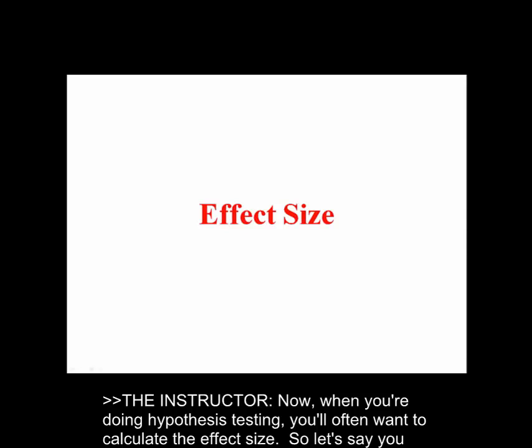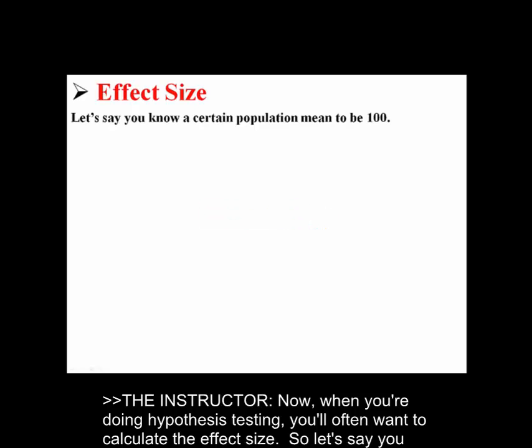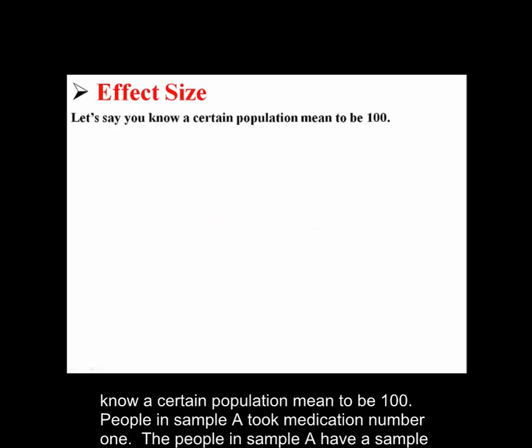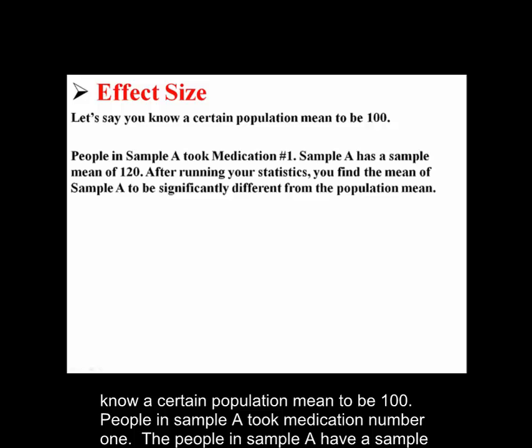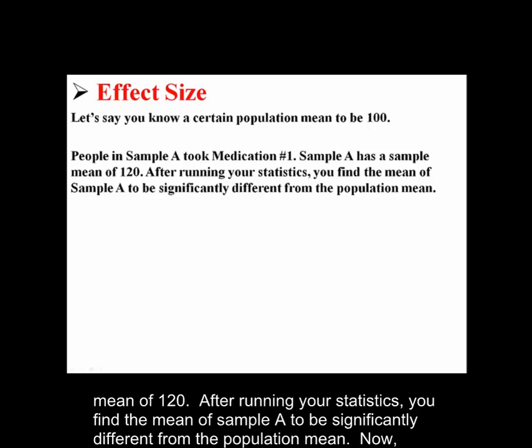Now, when you're doing hypothesis testing, you'll often want to calculate the effect size. So, let's say you know a certain population mean to be 100. People in sample A took medication number 1. The people in sample A have a sample mean of 120. After running your statistics, you find the mean of sample A to be significantly different from the population mean.